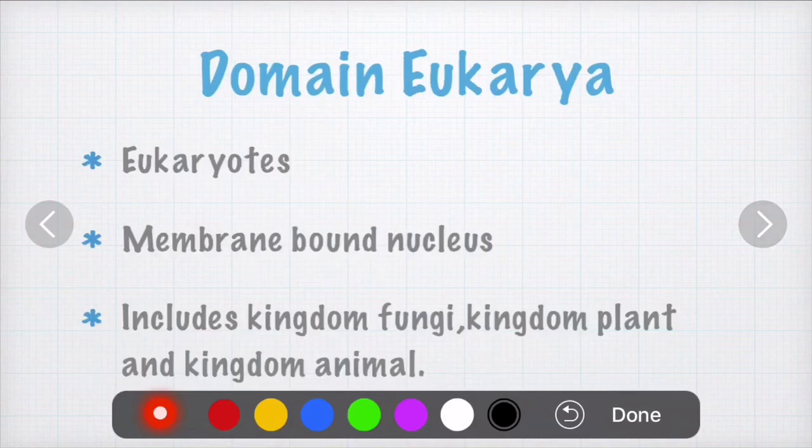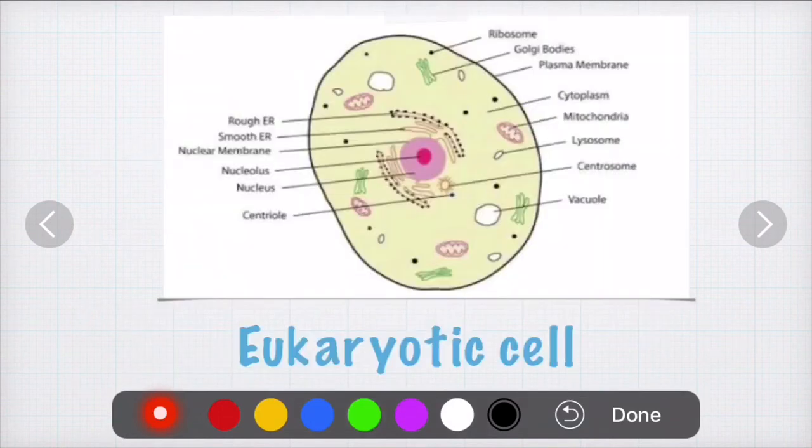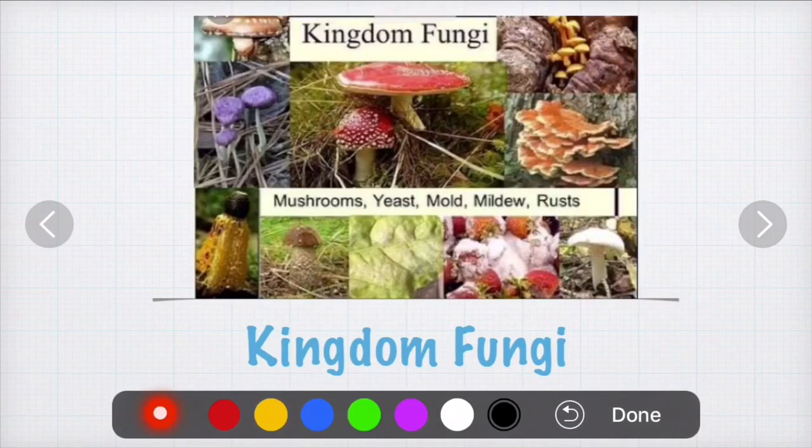Domain Eukarya. It includes all the eukaryotes, for example, animals, plants and fungi. This is the typical picture that shows the eukaryotic cell, which consists of a nuclear membrane. Here the nucleus is surrounded by the nuclear membrane, hence it is the eukaryotic cell. Next we will see kingdom Fungi.